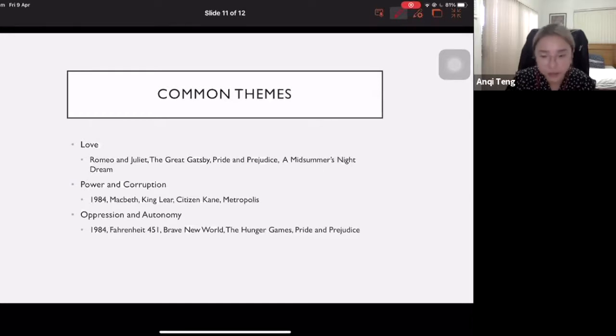Diary of Anne Frank, The Boy in the Striped Pajamas. I think almost every war story will have an element of power and corruption and oppression in it, because that is the nature of war.